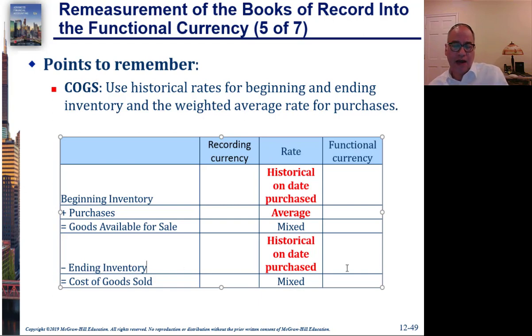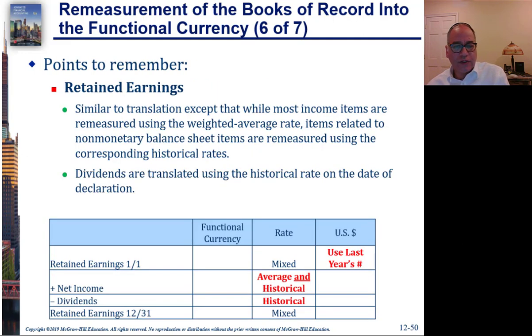In other words, you'd have to figure out, you have a certain amount of ending inventory. What was the rate of exchange on the days that you bought that inventory? It's going to be affected by LIFO and FIFO. And then you'll get the cost of goods sold. You're going to do something similar with retained earnings.